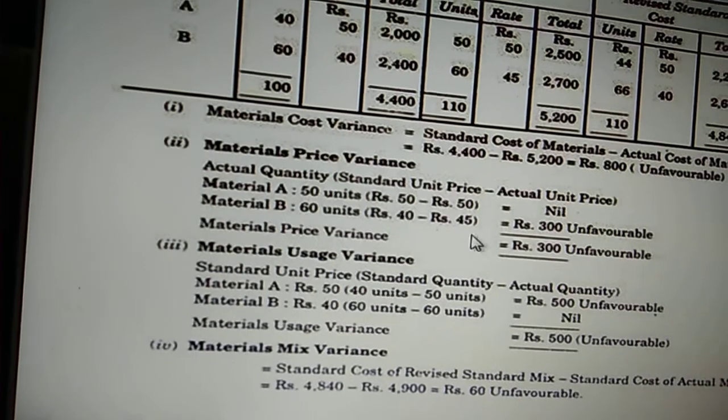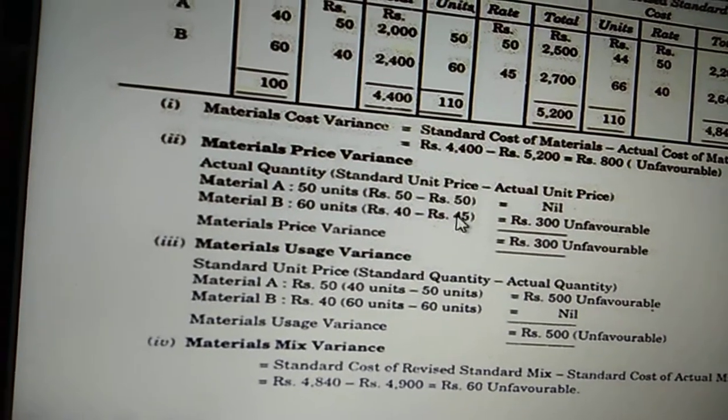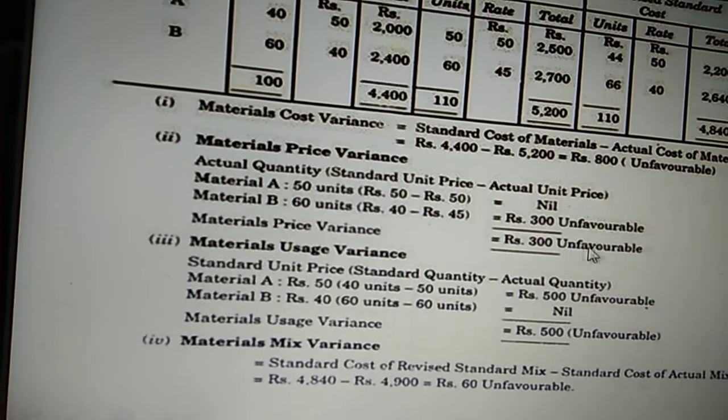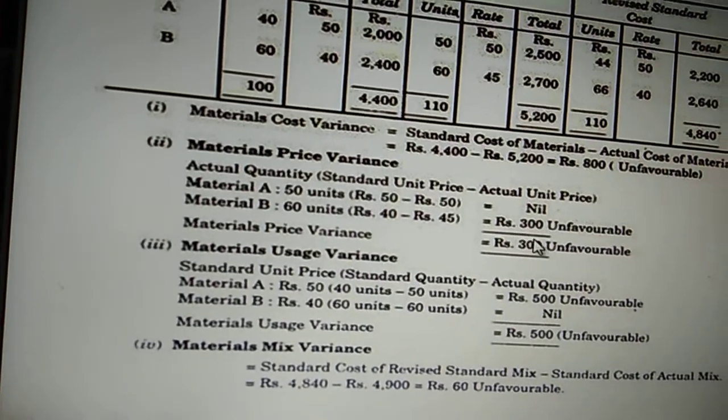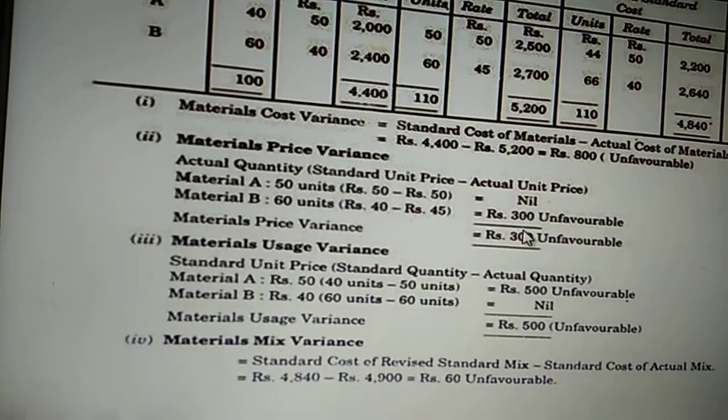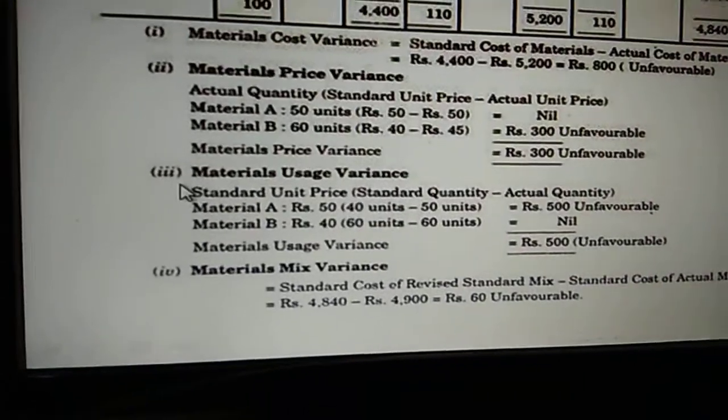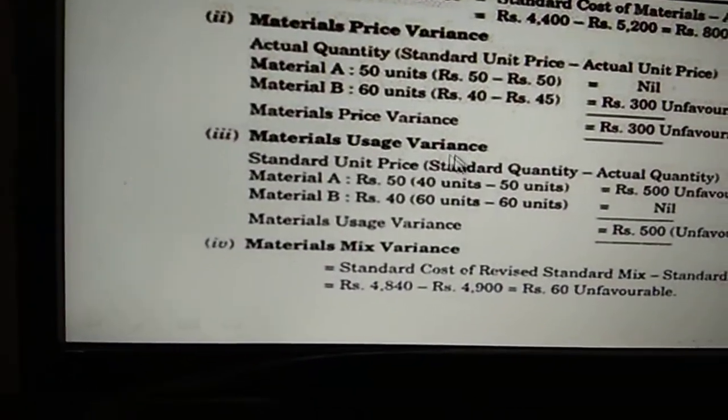60 into 5 is 300. So actual is more, which means it is unfavorable or adverse. The net here is 300 adverse or unfavorable, we can say. Now we'll go to the third one, material usage variance.